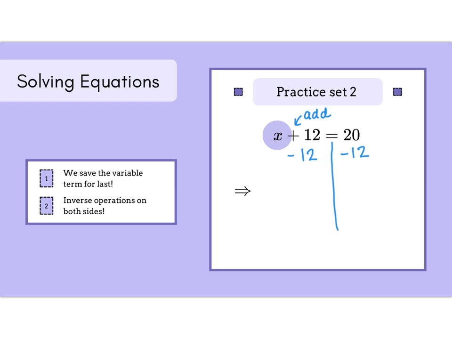And so on the last example, we put a 0, but now I like to put a line and a 0. It just says that, hey, this becomes a 0, and we don't need it anymore. So on the left side, we have x, and then on the right side, we have 20 minus 12, which is 8.